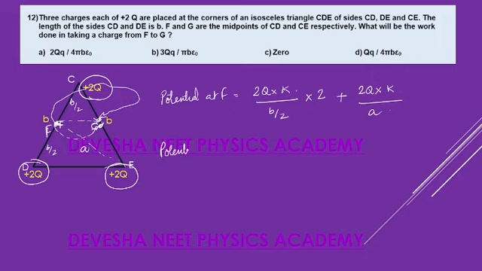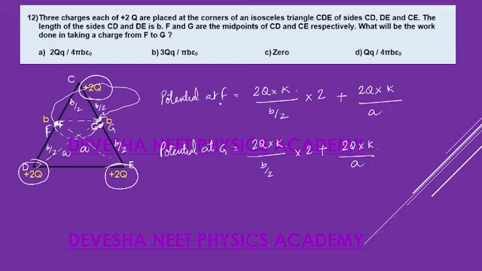Similarly, what is the potential at G, for example? This is G, right? Here also, this is B, so this is B by 2 and this is B by 2. So this is the same thing again, 2q into k by B by 2 because of the charges C and E, the B by 2 into 2, plus, if this is A, the isosceles triangle, so this will also be A, plus 2q into k by A.